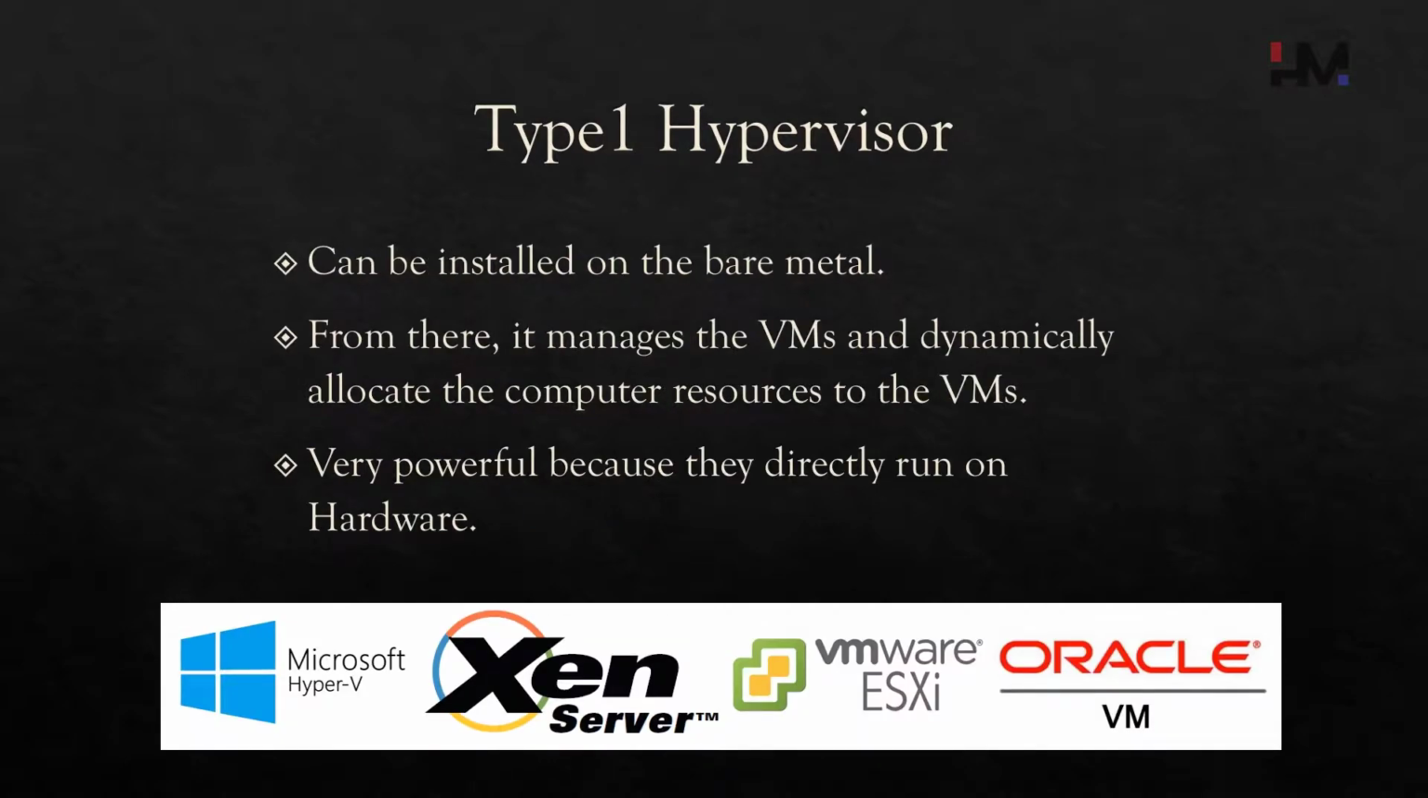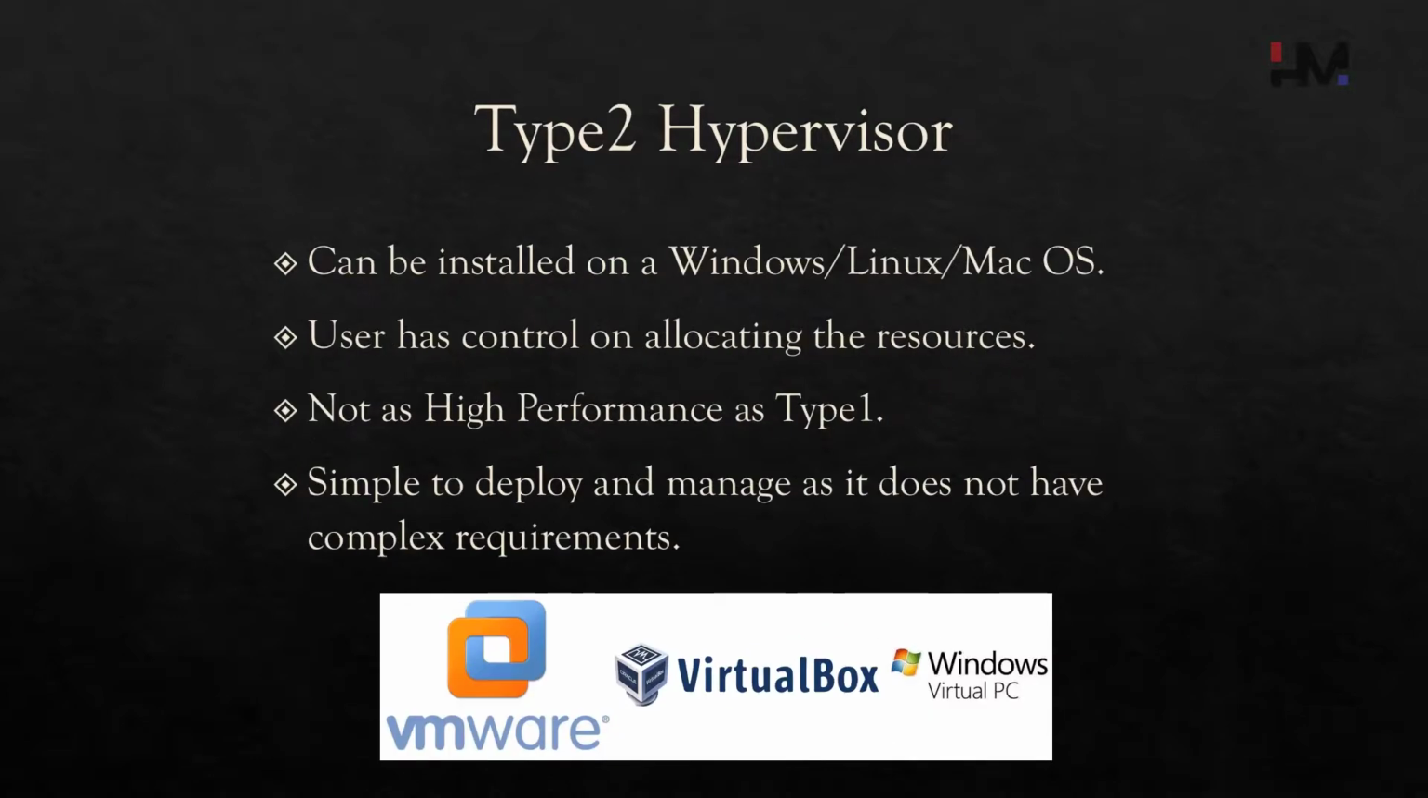Type 1 hypervisor. Basically in this, the piece of software will be directly installed on a bare metal. Do you know what is a bare metal? Bare metal is a laptop or a CPU with no operating system on it. On this bare metal, the software will be directly installed, and this is very powerful because it is directly running on the hardware. There is no operating system or something like that. It is going to dynamically allocate the computer resources to the virtual machines. Below are the companies that provide type 1 hypervisor services. Let's go to type 2.